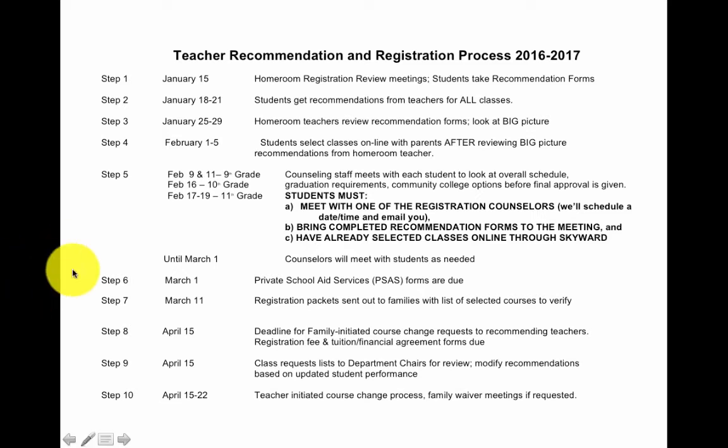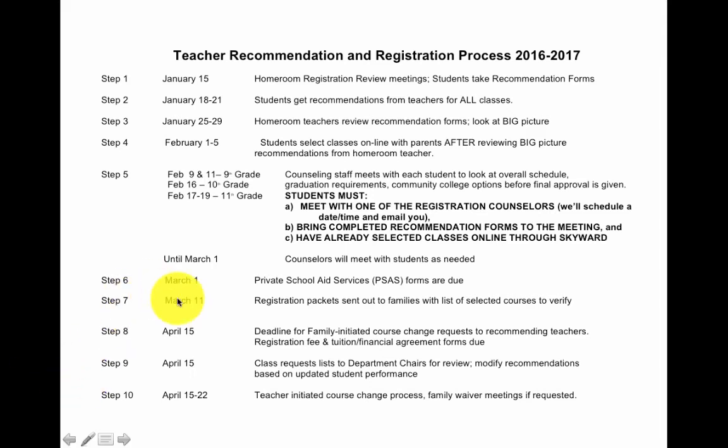Step 6, March 1st. This one really is much more for parents. Okay, each year we give out a lot of money in financial aid to needy families. The way we figure out how much to give and whom to give it to is by families filling out some financial aid paperwork. It's called this PSAS form. This is due by March 1st, and this year we gave over $350,000 in tuition assistance. Forms for this are on our school website, and your parents will get an email about this as well.